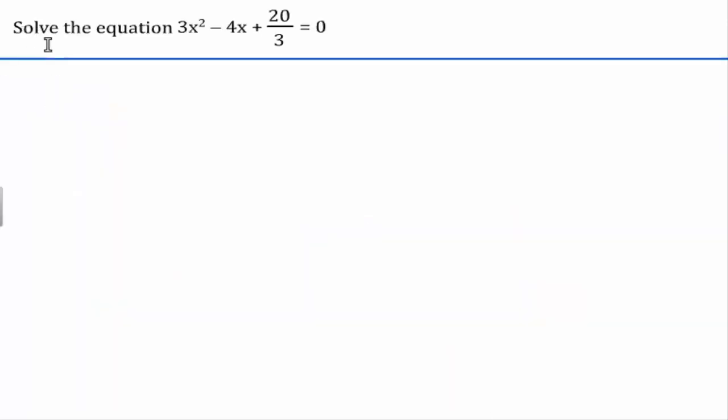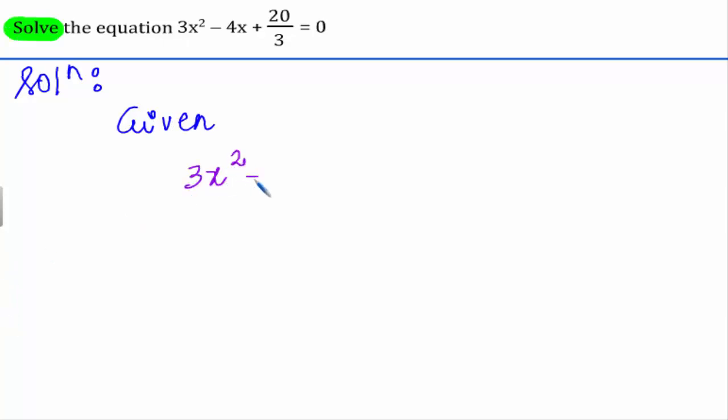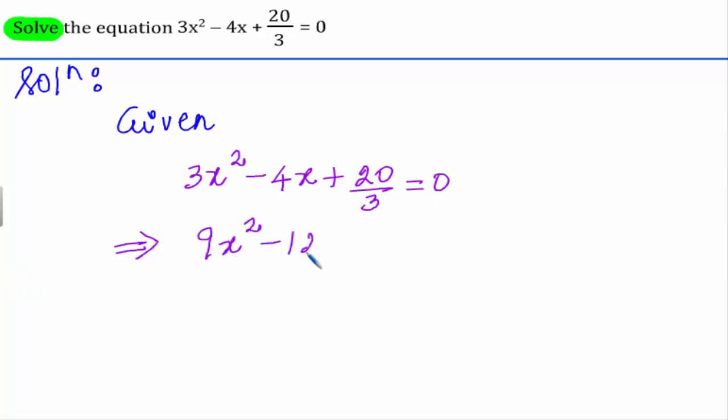In this problem, we need to solve the given quadratic equation. Let us see how to solve the given equation. Given quadratic equation is 3x square minus 4x plus 20 upon 3 is equal to 0. We can rewrite this equation as 9x square minus 12x plus 20 is equal to 0. Here we are multiplying throughout the equation by 3.